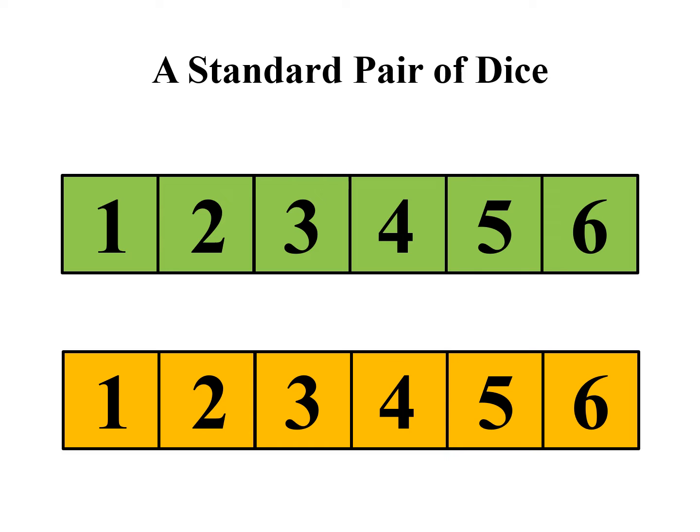How many different outcomes are there when rolling a pair of dice? Well, there's 36 outcomes. Let's list the outcomes. We can have the green die land on 1 and the orange die land on 1. So, if you're playing a game like Monopoly, you would move your piece 2 spots.